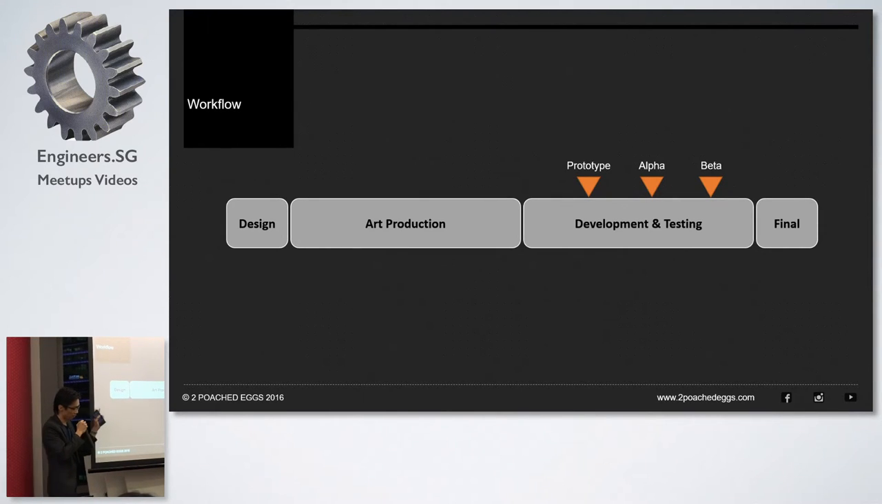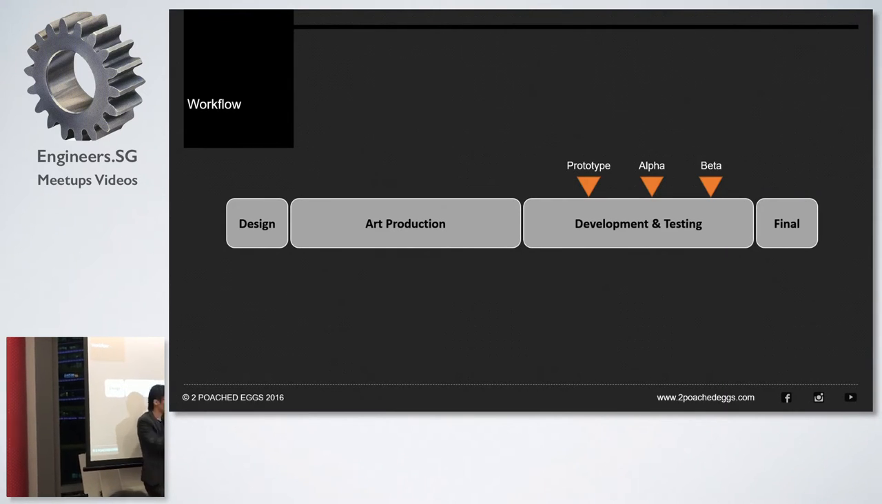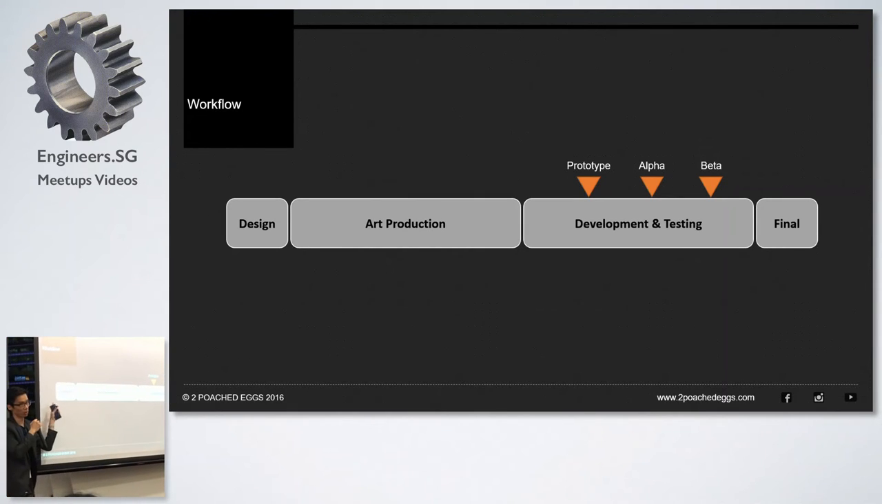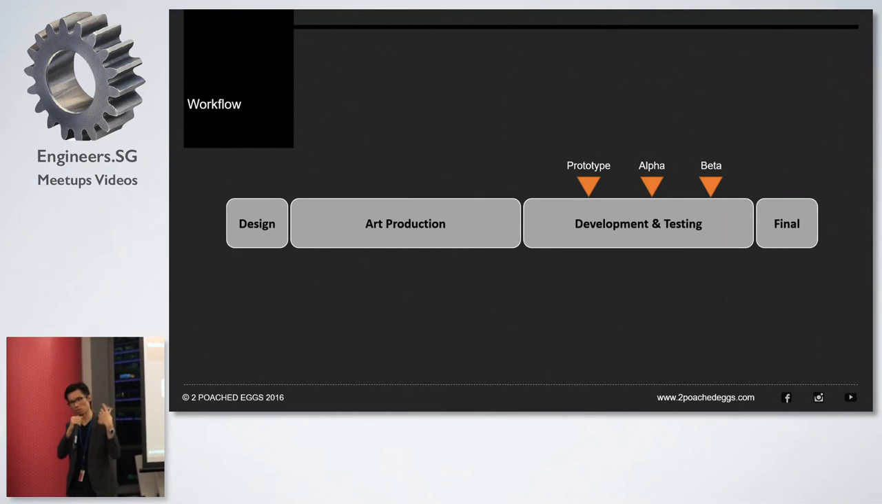So if you had an existing project which you wanted to port to VR, this phase would not be repeated, of course. Your assets are all there, right? But you'd probably have to redo your development and testing and your design phase all over again. So it's not such a straightforward transference to VR.